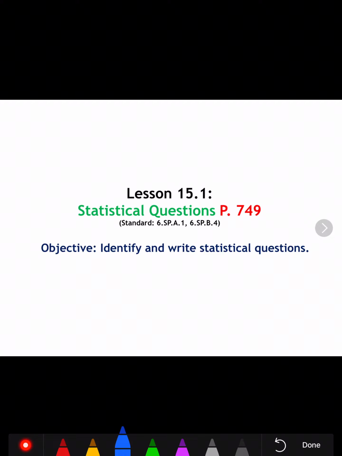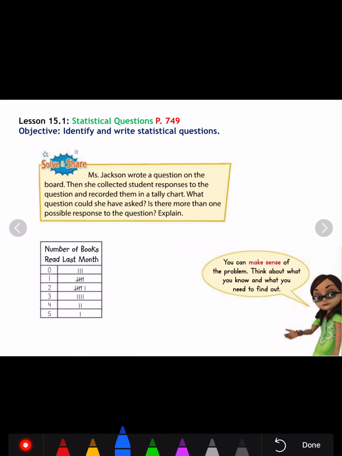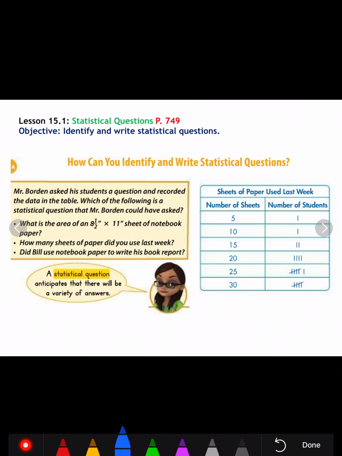In this video, I'm going to talk about lesson 15.1 in grade 6, statistical questions, page 749. Our objective today is to identify and write statistical questions. Here we start. First of all, we want to know what we mean by a statistical question.